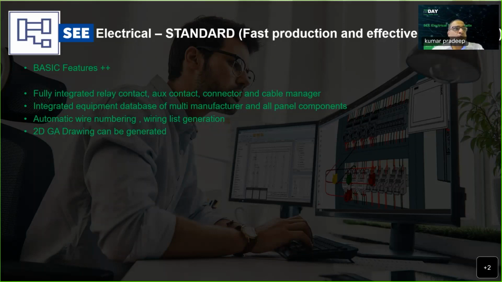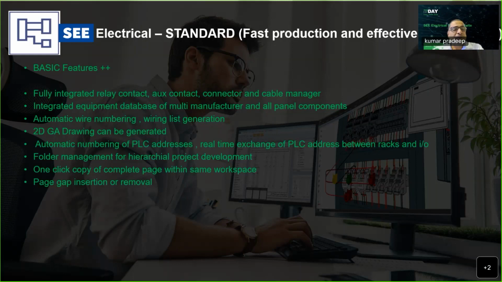This will help you to make your panels cutting across manufacturers, not binding you to any one manufacturer or any one part. Then automatic wire numbering and wiring list generation, which means that you don't need to define the wires, they can be numbered automatically by the system. And with this standard package, you can generate your 2D general arrangement drawing. I'll touch upon how to generate it when we go ahead.